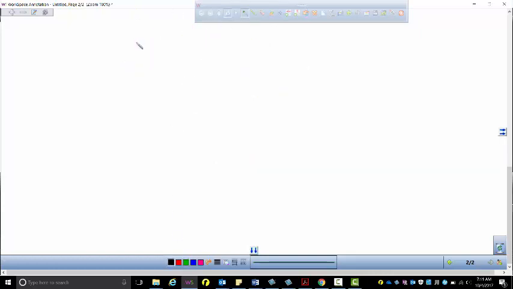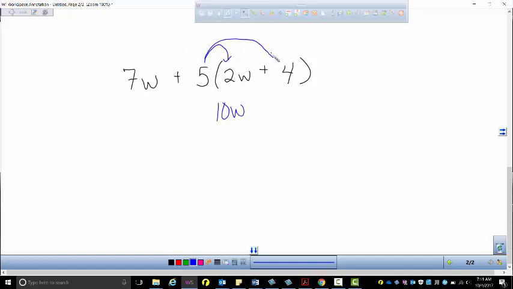Okay, I'm going to show you one more. Let's do 7w plus 5 times (2w plus 4). So let's do parentheses again. So 5 times 2 is 10w. 5 times 4 is 20. And then I have 7w to copy. And then this one and this one both have the w. So we can say 17w plus 20.